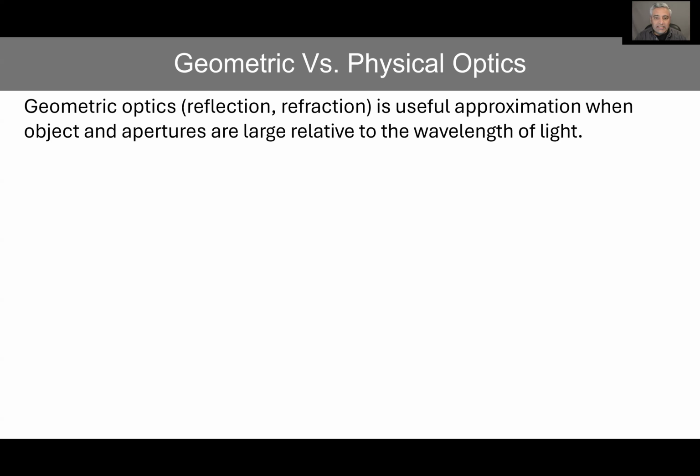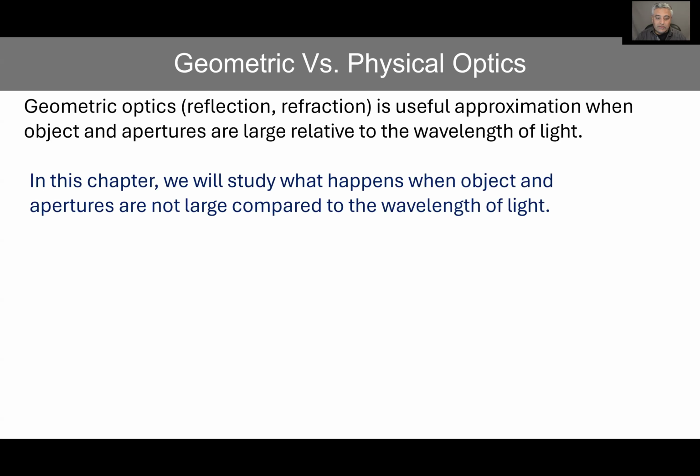So when openings are larger, we can use geometric optics, but when openings become small, and how small is small? That is, comparable to the wavelength of light. And the light wavelength is very small. It is on the order of 10 to the power -7 meter.